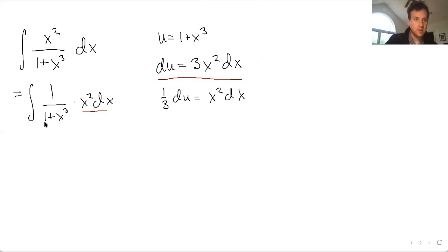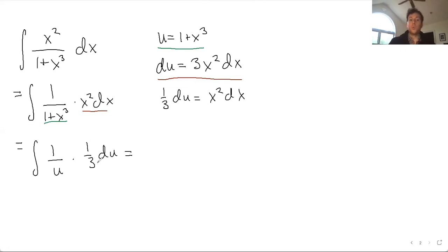So I'll keep color coding everything. 1 plus x cubed, that's getting replaced by u. And this x squared dx, now we have that literally in this equation, that's going to become 1/3 du. So 1 over u times 1/3 du. The 1/3 is going to be there, so we can write that. 1 over u, I don't think that's shown up in any of our examples yet, but this becomes the natural log, or specifically the natural log of the absolute value of u.